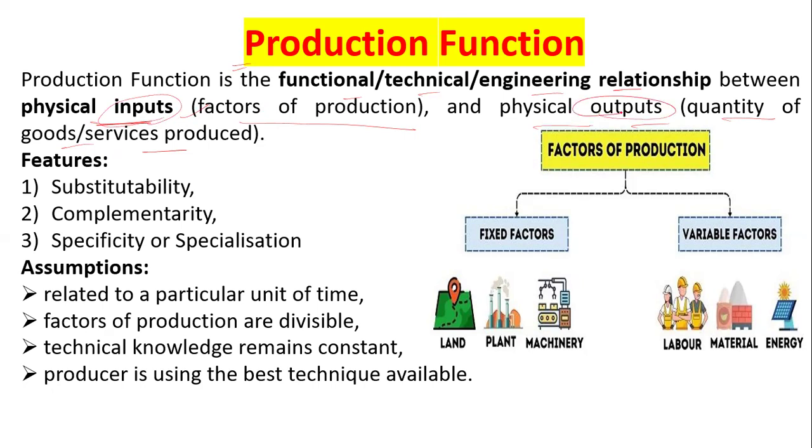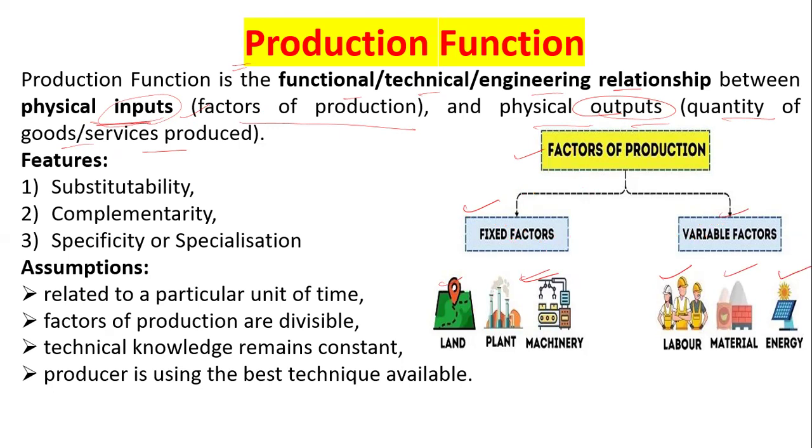So what kind of physical input? Like land, labor, material, energy, plants; these are the physical inputs. After involving these inputs, we get the physical output in the form of goods and services. The physical input factors are further divided into fixed factors and variable factors. You know that land is a fixed factor, plant is a fixed factor, and machinery is a fixed factor. Labor is a variable factor, materials are variable factors, and energy is also a variable factor.